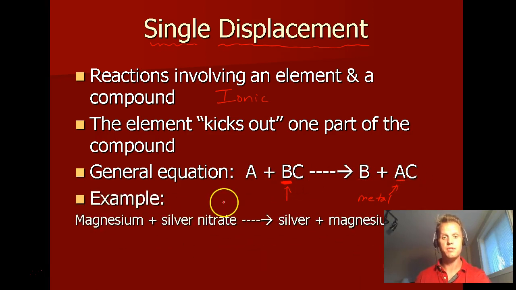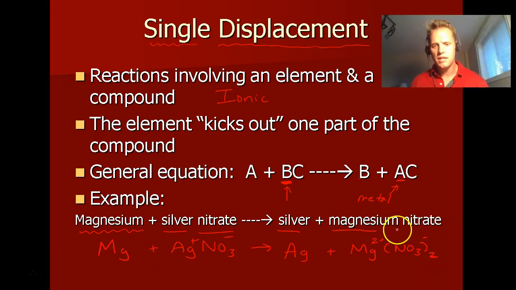So an example of this would be magnesium plus silver nitrate equals silver plus magnesium nitrate. Who got to be in the compound here? Silver was with nitrate. But along came magnesium. Magnesium kicked out silver, and magnesium got to go with nitrate. I'm going to move my picture there so you can see it. So now we can see the nitrate, and the nitrate used to be with silver but is now with magnesium. This is why it's a single displacement.